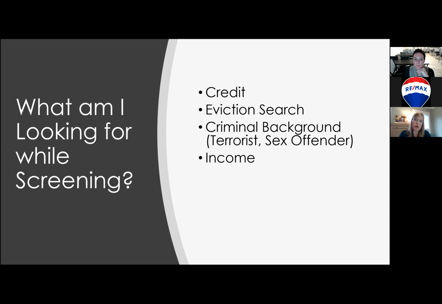Income. We recommend 3 times the monthly rental rate. We feel that if they can show that they make 3 times monthly rent, and we do gross, not net, then that gives them enough money to pay their rent, pay their utilities, and of course any extra expenses they have per month. So that's the income that we're looking for, something you'll want to keep in mind when you're screening a tenant.